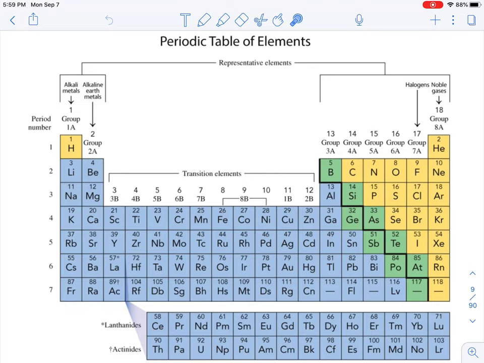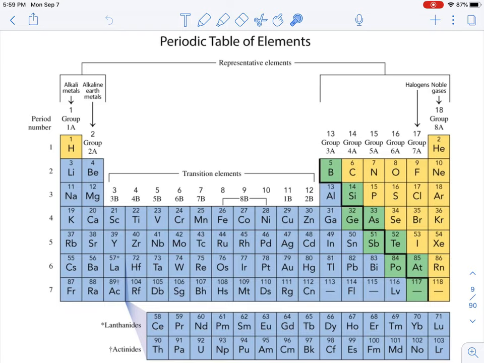In this lecture video, we are going to continue our tour of the periodic table of elements by discussing where we last left off, which is talking about groups and periods. I'm going to start with periods first, then we'll talk about groups in a little bit greater detail.